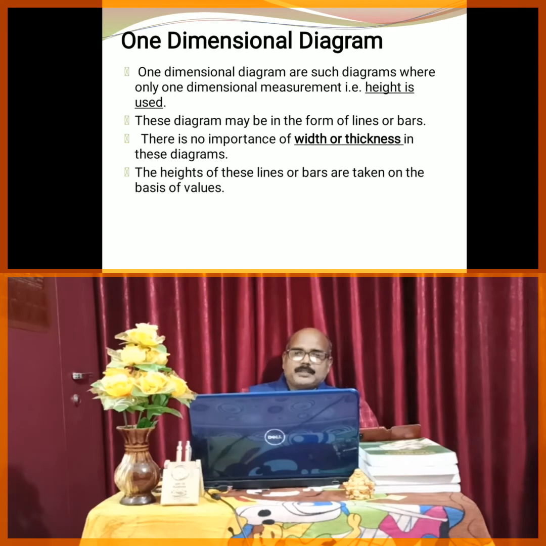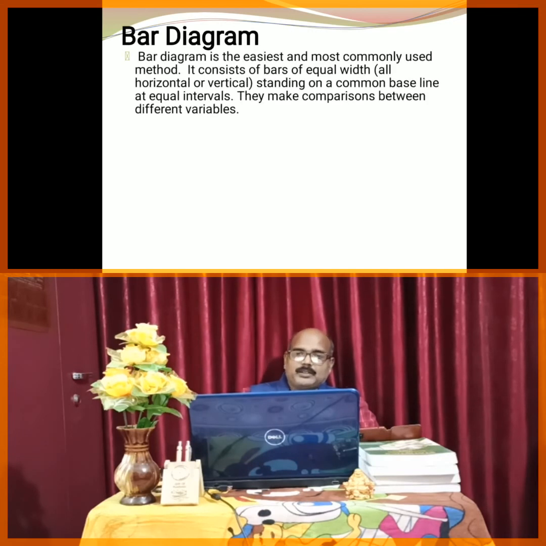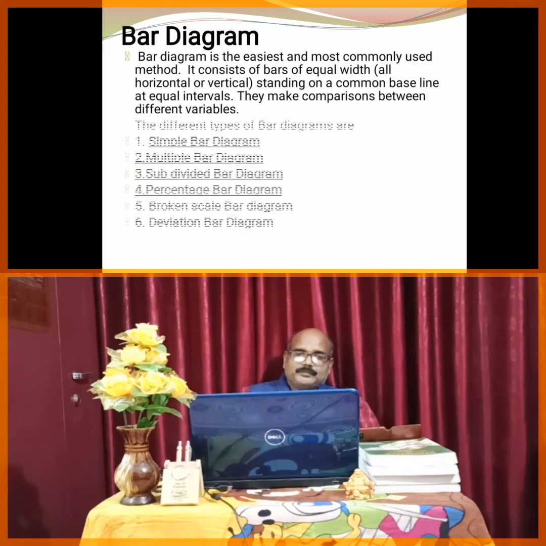Bar diagrams. What is the meaning of the bar diagram? Bar diagram is the easiest and most commonly used method. It consists of bars of equal width. That is important: equal width. The width of all the bars should be equal. And the bar diagrams can be constructed either horizontally or vertically.